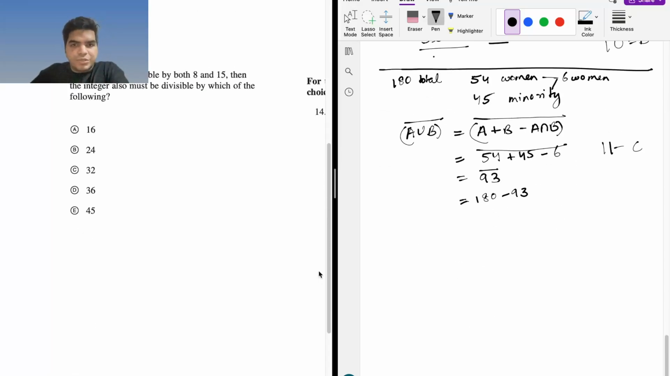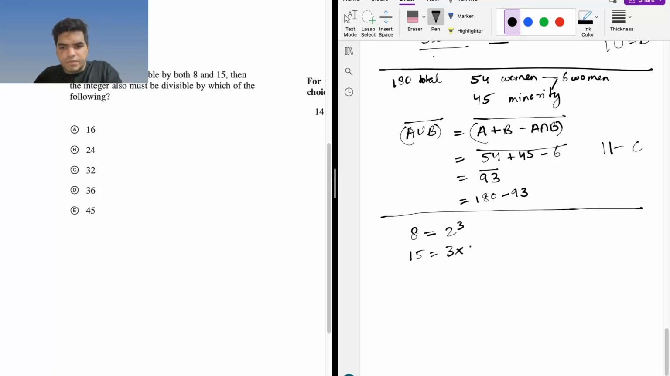Now move on to the 12th question. If an integer is divisible by both 8 and 15, the integer must also be divisible by which of the following? Whenever these divisibility questions come, always take the prime factors. First of all, no matter what is given, try to write 8 is equal to 2 cube. We are sure 15 is equal to 3 into 5.